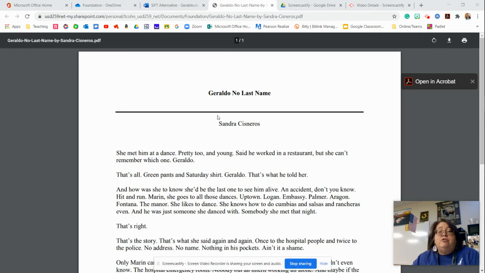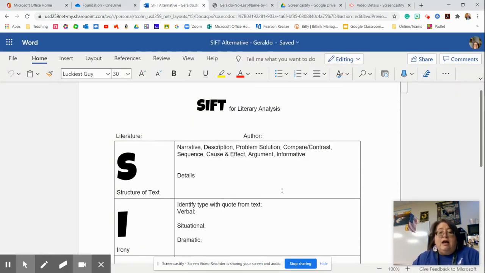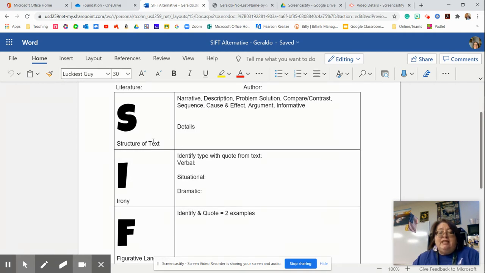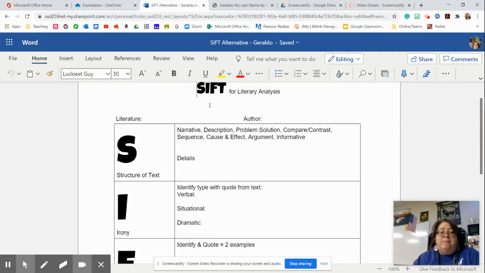So once again, we're using Geraldo, no last name, by Sandra Cisneros. On this SIFT, instead of symbolism, we're looking at the structure of the text. Now, what you would look at is, and again, this is Geraldo, no last name, right? But what you want to look at is what type of text is it?